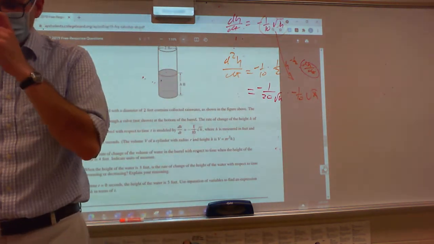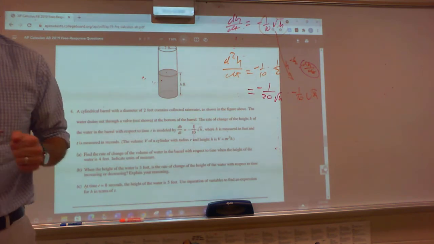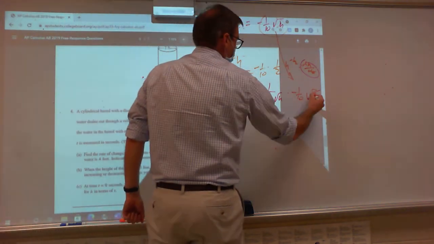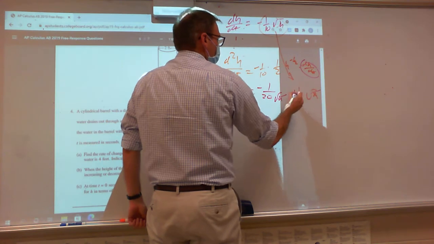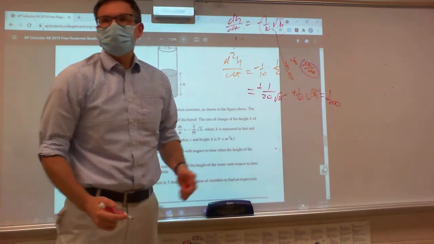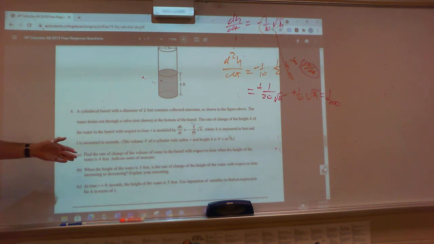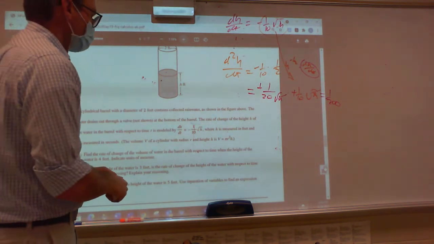What happens? The h's cancel, the negatives cancel, I end up with 1 over 200. All right, so what's my answer? It's increasing because its derivative is positive. Tricky. Okay.